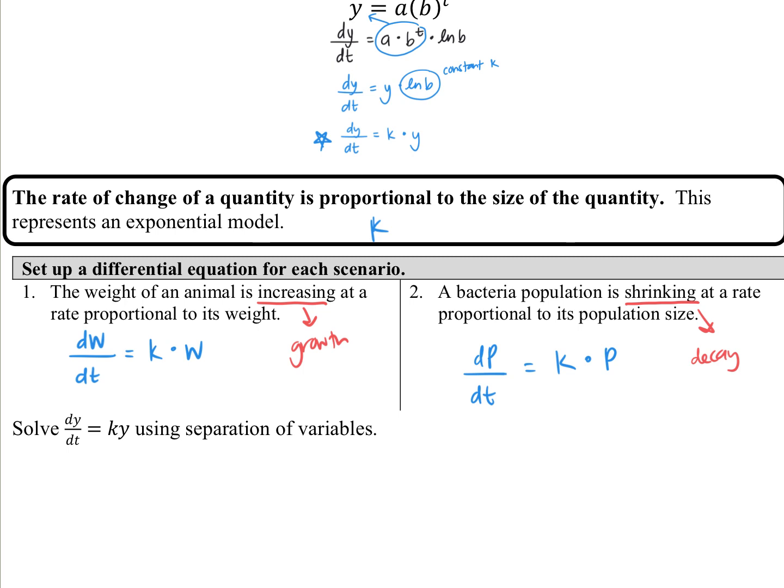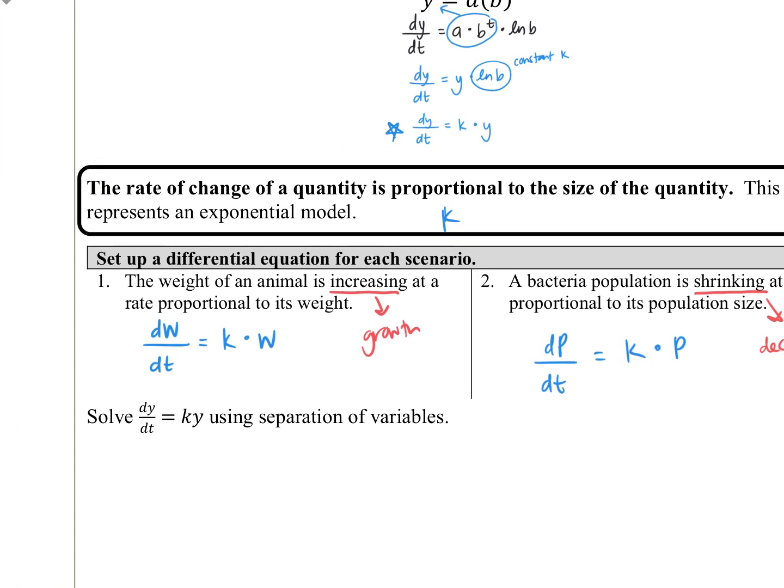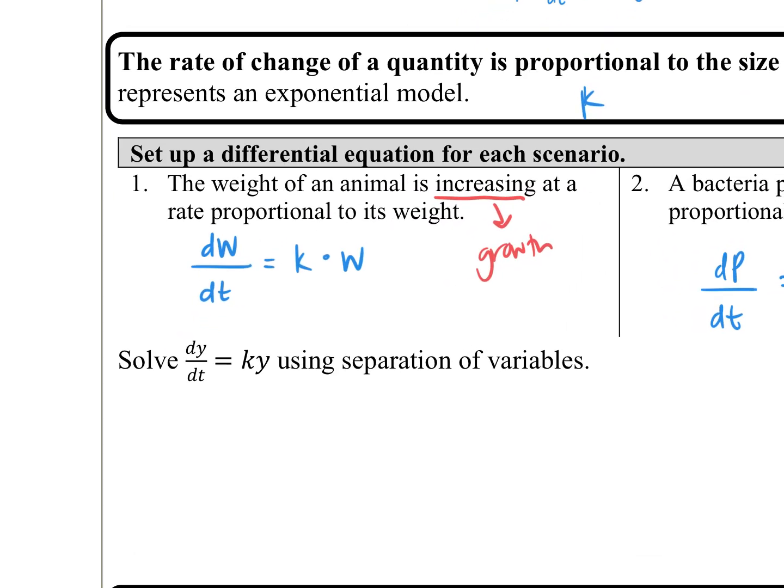Okay, now we started out by taking the derivative of that exponential growth formula to find my differential equation. Now we're going to work backwards. If you're given the differential equation of an exponential growth, I want to solve for the exponential growth formula in terms of y. So I've got dy dt is equal to k times y. It says solve that using separation of variables. So before I can take the integral of both sides, I need to get my y with my dy and my dt with my constant k. So I'm going to divide by y. So I've got 1 over y dy is equal to k times dt.